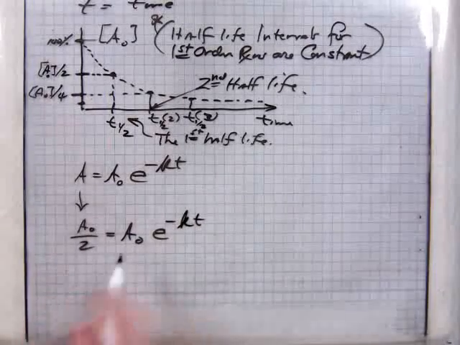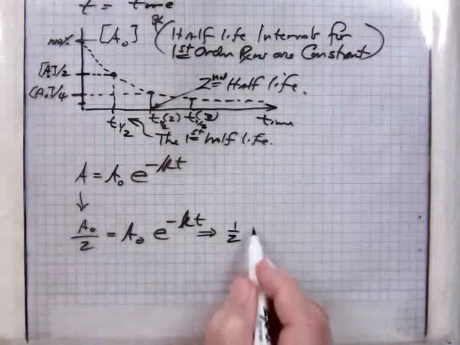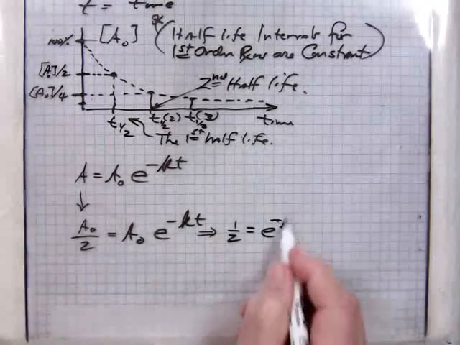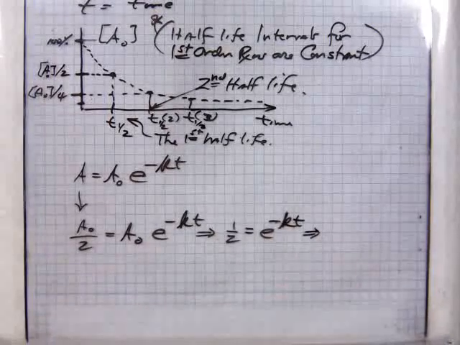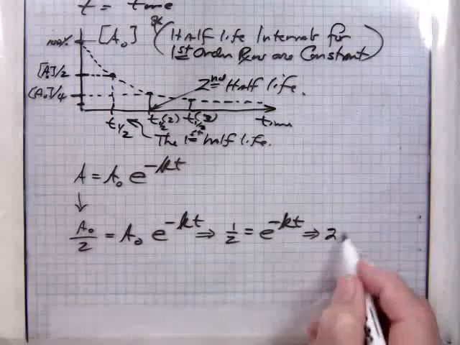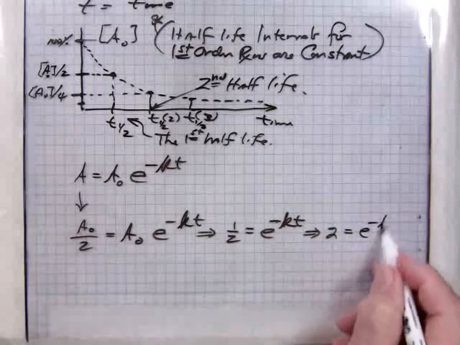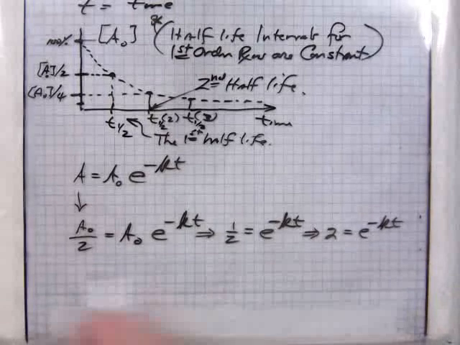Okay? Now I can divide both sides of this, and all I'll have is 1/2 equals e to the minus kt. Now, what I can do is take the reciprocal of the entire equation. You can do anything you want as long as you do it to both sides. So reciprocal gets you 2 equals e to the minus kt. And so I can take the logarithm of both sides.